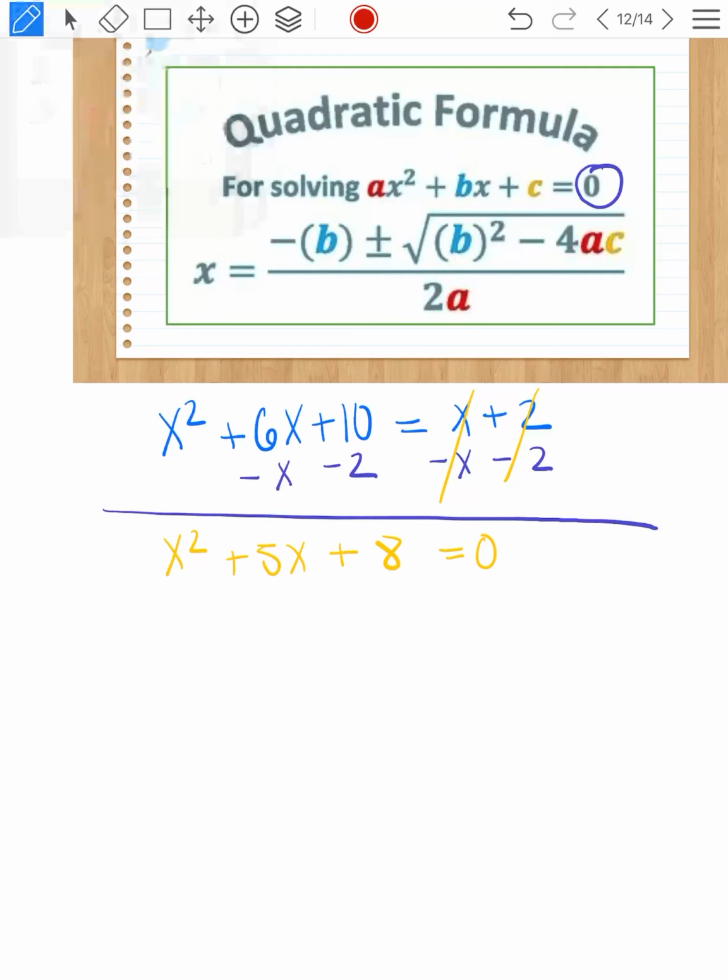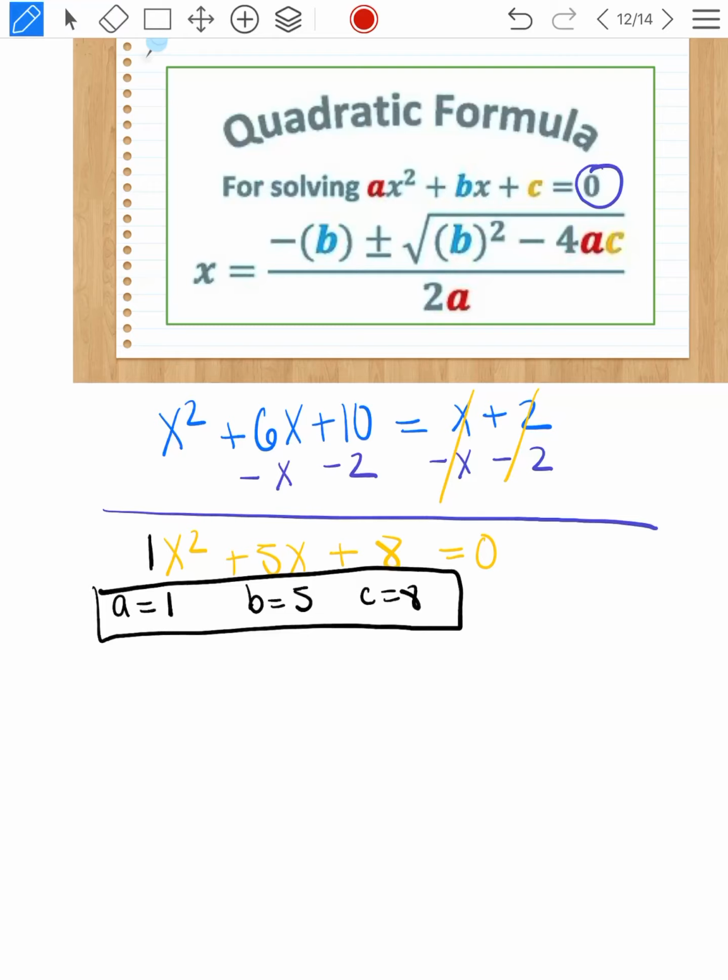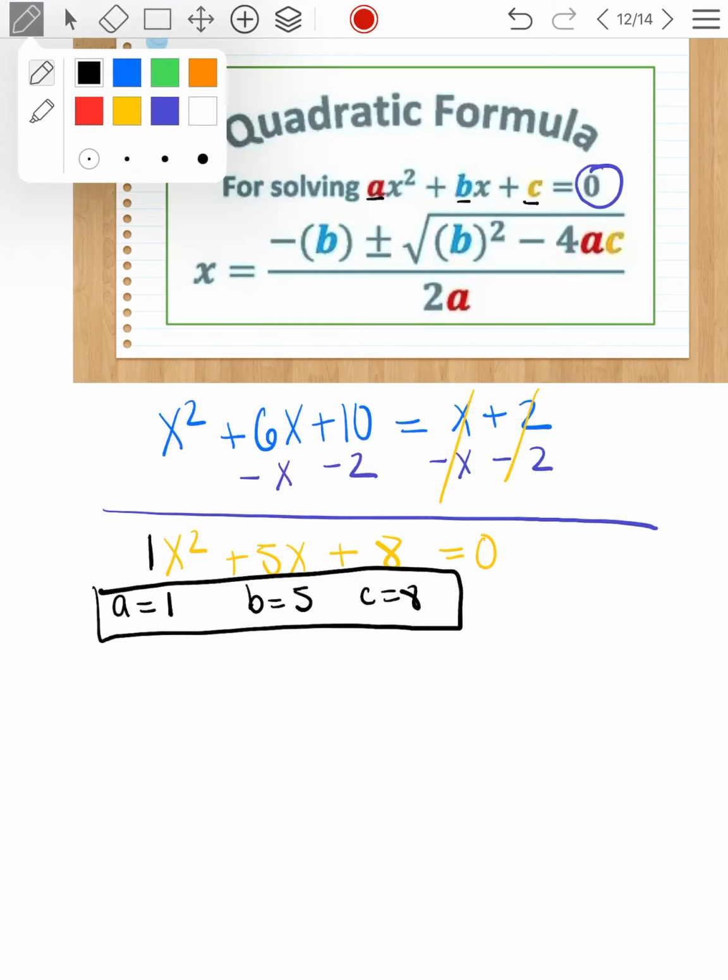Once you have one side equal to 0, remember we're going to identify our a, b, and c. Our a is positive 1 because there's a 1 in front of the x squared. Our b is 5 and our c is 8, all positive this time. And remember, a, b, and c are just the numbers. A common mistake we see is for people to say a is x squared. Nope, a, b, and c are the coefficients, or the constant for c, in front of the variable.